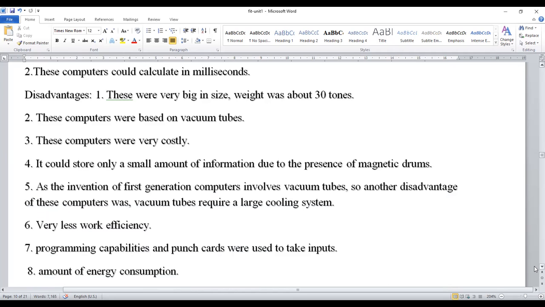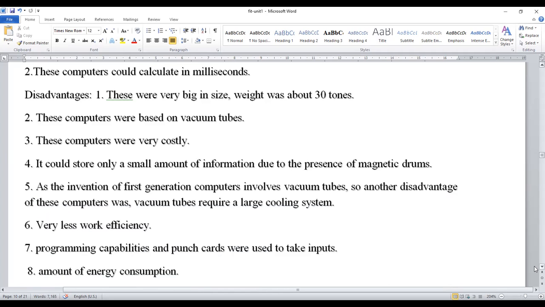It could store only a small amount of information due to the presence of magnetic drums. Magnetic drum is a storage location where it stores the data. So its capacity is very less. It could store only a few bytes.